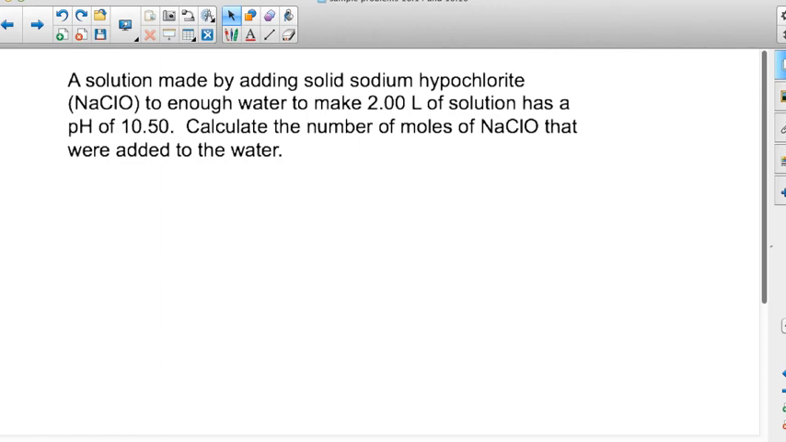All right, so now let's take a look at 16.16. Solution made by adding solid sodium hypochlorite, which is NaClO, to enough water to make 2 liters.